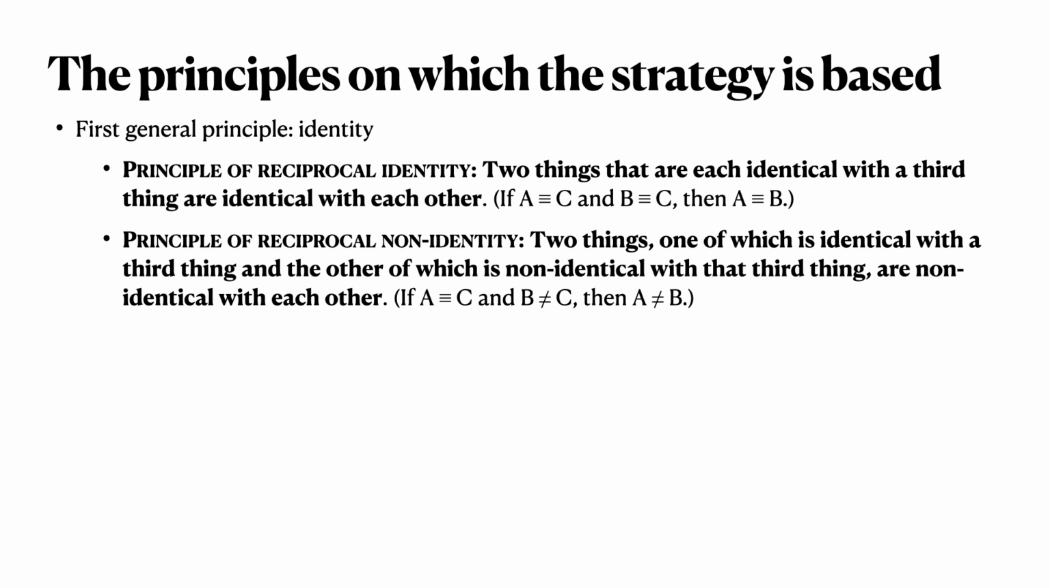Now, the second one, the non-identity principle, should be roughly as easy to understand, although it's much harder to state. Two things, one of which is identical with a third thing, and the other of which is non-identical with that third thing, are non-identical with each other. That's quite a few more words, roughly double the size of the principle of reciprocal identity, but all it is is the negative version. If A is identical with C and B is not identical with C, then A is not identical with B. It can't be, right? So these are two sides of the same coin. We give them each a different name, but you should see it's the same principle either way.